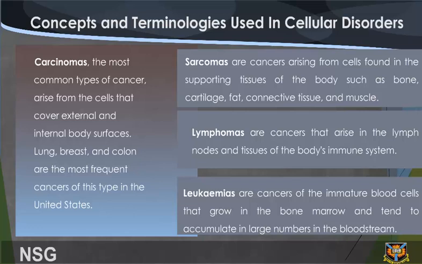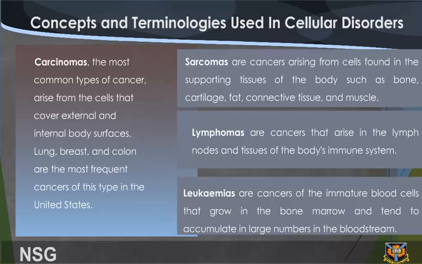Concepts and terminologies used in cellular disorders. Carcinomas. The most common types of cancer arise from the cells that cover external and internal body surfaces. Lung, breast, and colon are the most frequent cancers of this type in the United States. Sarcomas are cancers arising from cells found in the supporting tissues of the body, such as bone, cartilage, fat, connective tissue, and muscle.